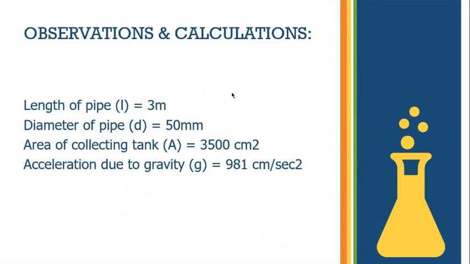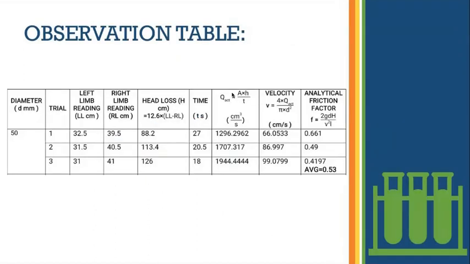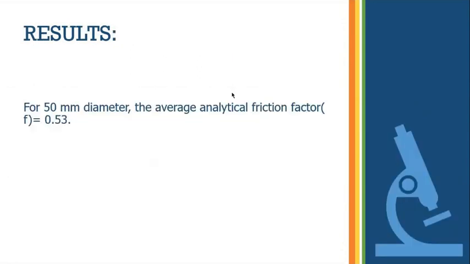Now the observations and calculations which we got from this experiment. The length of the pipe is 3 meters. The diameter of the pipe is 50 millimeters. The area of the collecting tank is 3500 centimeter square and the acceleration due to gravity is 981 centimeters per second square. The observation table is given below. For a pipe of 50 mm diameter for 3 different trials, the average analytical friction factor is 0.53. Hence, we got the result: for 50 millimeter diameter, the average analytical friction factor is 0.53.